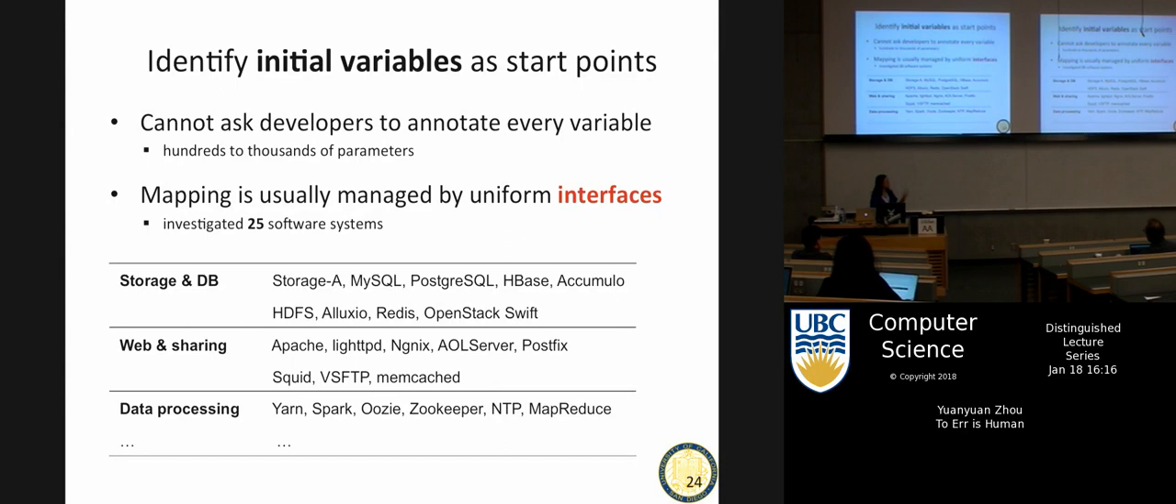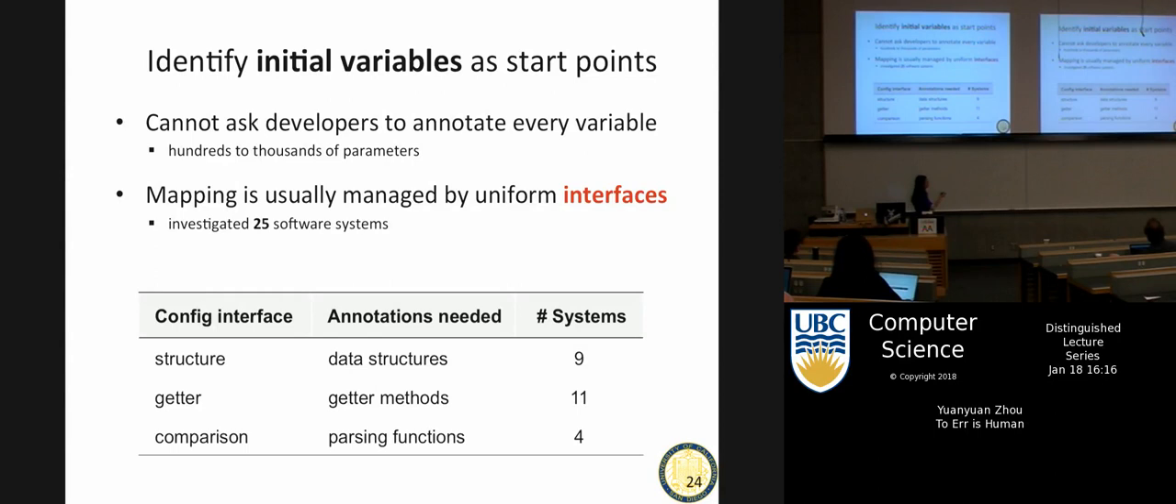Okay. And this will cover the actual majority of the software. For example, they either use a data structure, or there's some kind of getter method, or a composing method. So for example, 11 software use this kind of way, and then 9 of them just have a bigger configuration data structure that contains all the parameters.